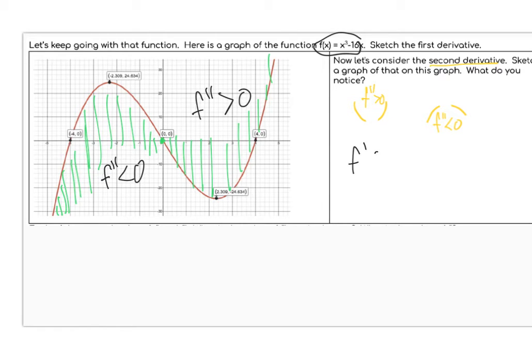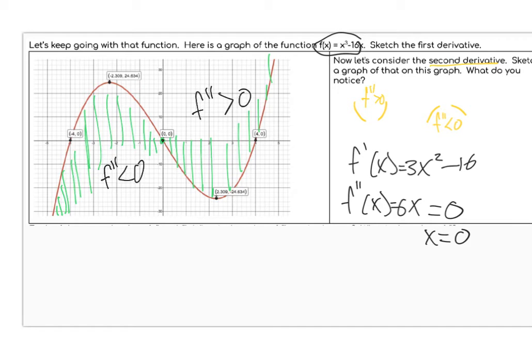We said that the first derivative of this was 3x squared minus 16. The second derivative, f double prime of x, is going to be 6x. Oh, and that 16 goes away. That's going to be 0 when x is 0. And one of the things that happens here is that we have a point of inflection. We're changing from a negative second derivative to a positive second derivative. That changes this concavity.